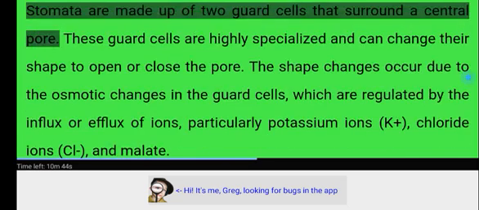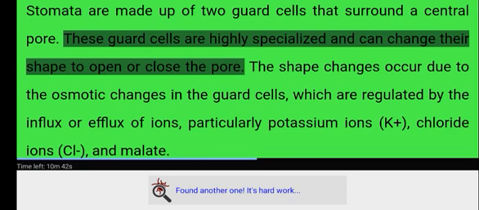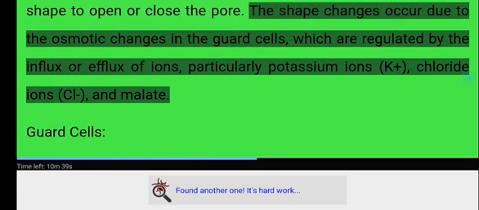Structure of stomata. Stomata are made up of two guard cells that surround the central pore. These guard cells are highly specialized and can change their shape to open or close the pore. The shape changes occur due to the osmotic changes in the guard cells, which are regulated by the influx or efflux of ions, particularly potassium ions, K+, chloride ions, Cl-, and malate.